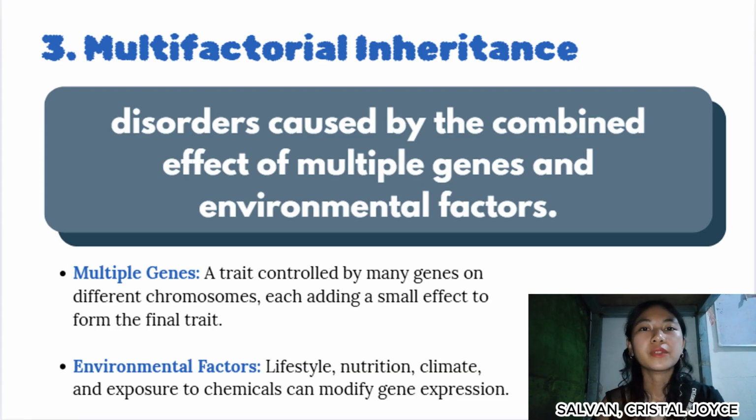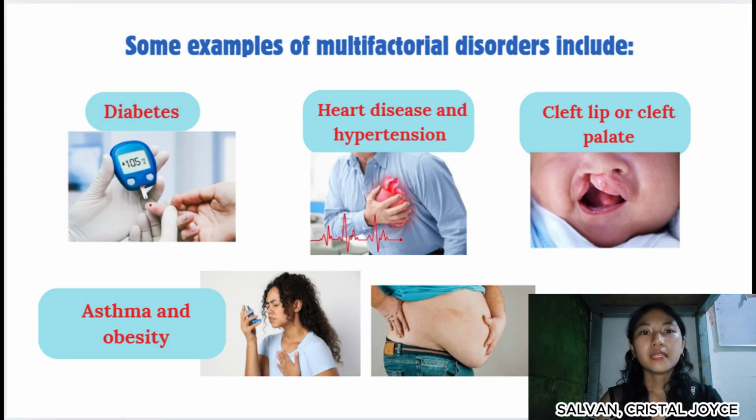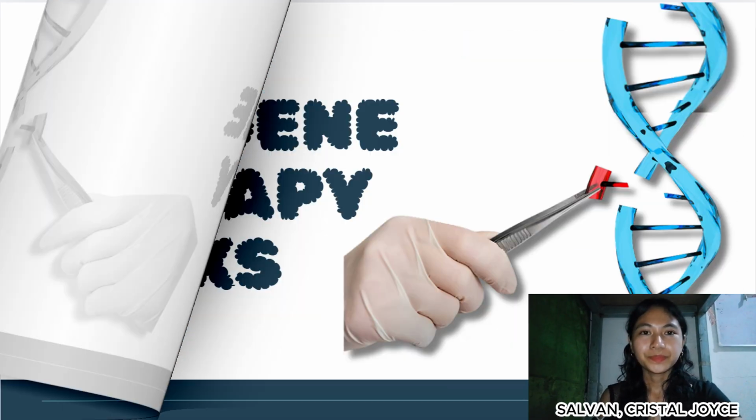Examples of multifactorial disorder include diabetes, which can be influenced by genes and diet, heart disease and hypertension, affected by both family history and lifestyle, asthma and obesity, linked to genes but also triggered by environment. Lastly, we have cleft lip or cleft palate caused by both genetic and maternal factors during pregnancy.